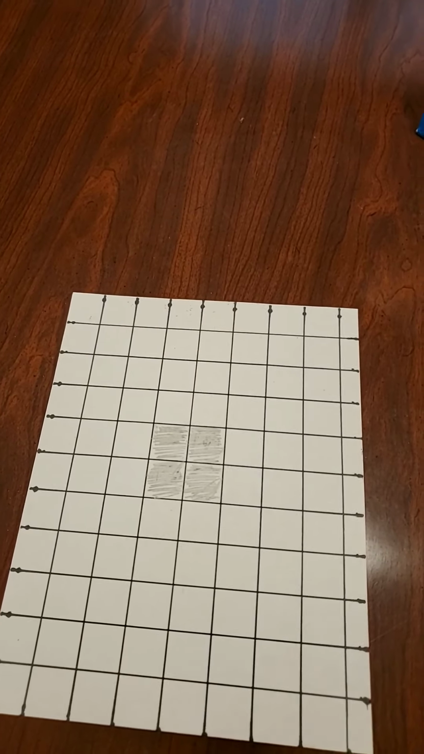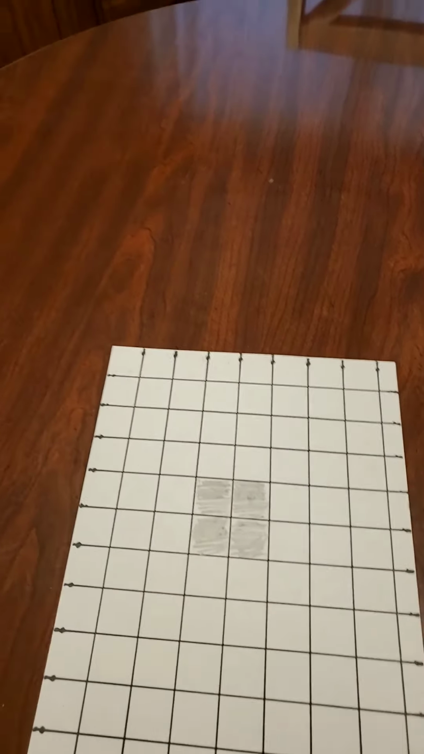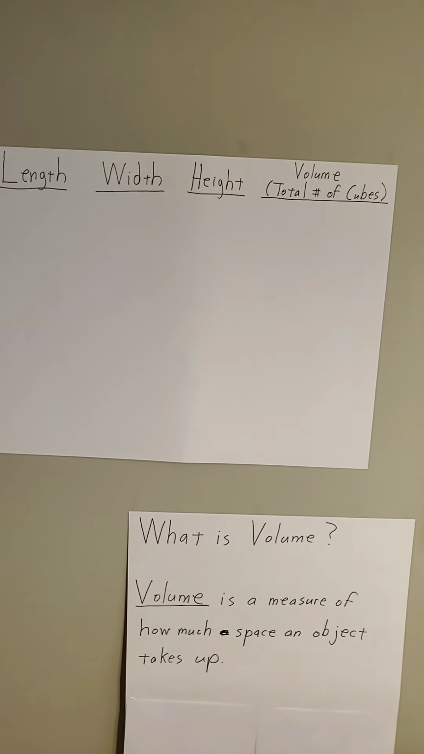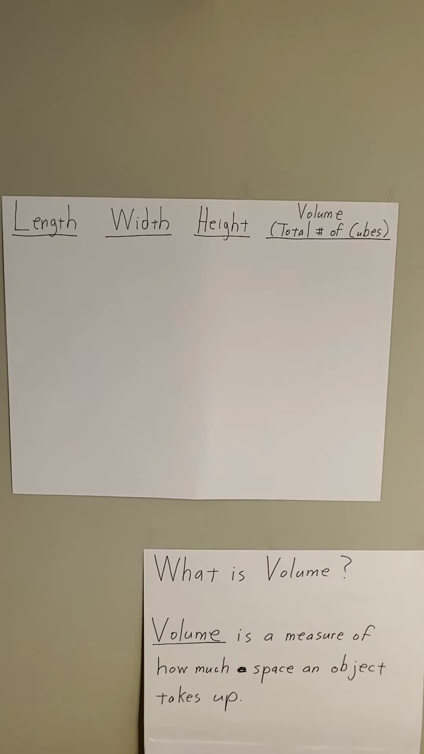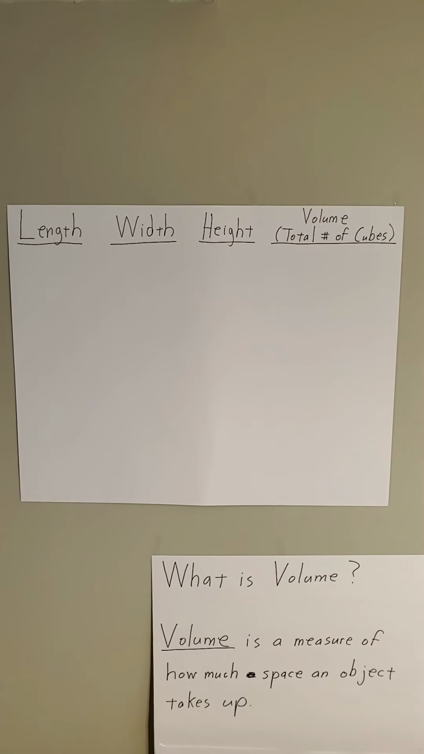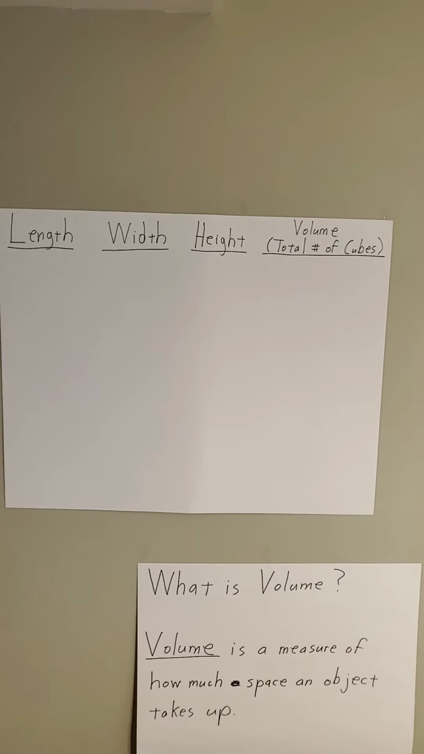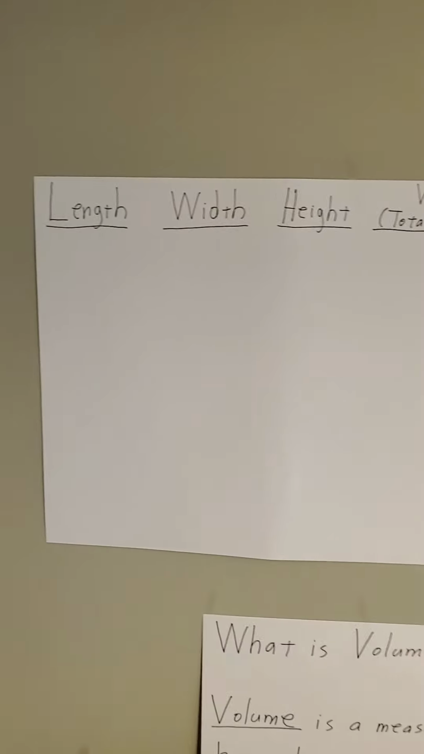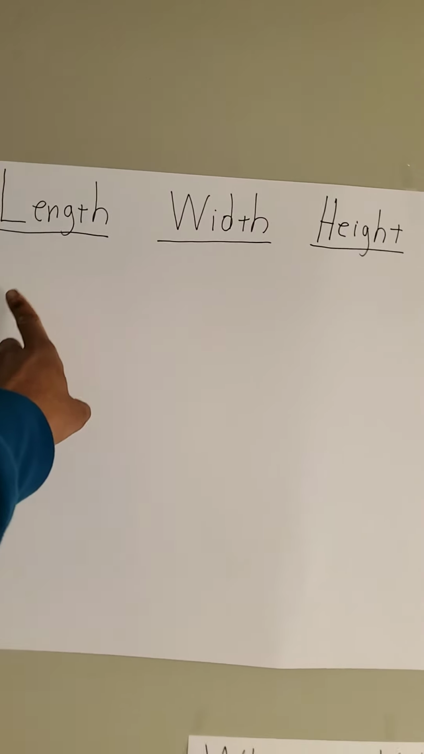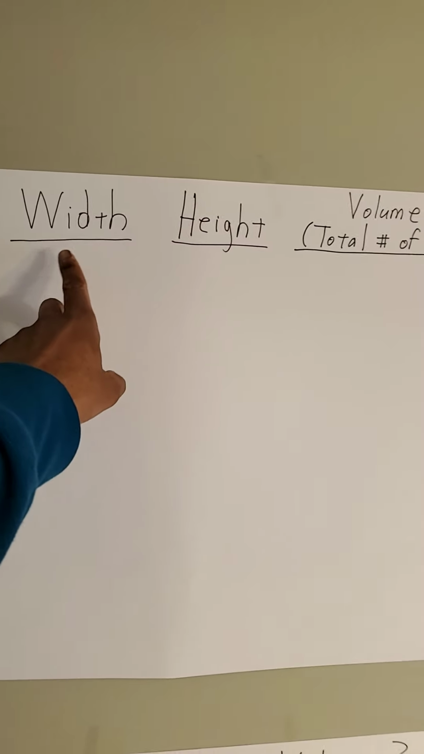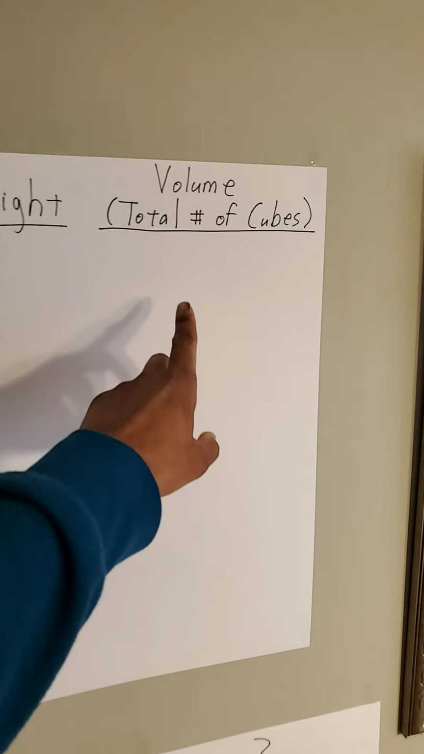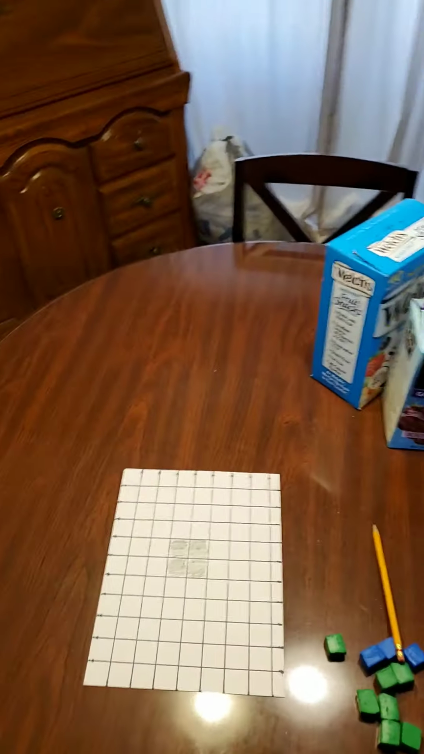Before we go ahead and build our house, let me show you this chart. We're going to use this chart to also help us measure the volume of our house, or determine how much space is inside of our house. As we build this house, we're going to write down the length, the width, and the height. Then we're going to write down the volume, or the total number of cubes. So let's go ahead and build our house.